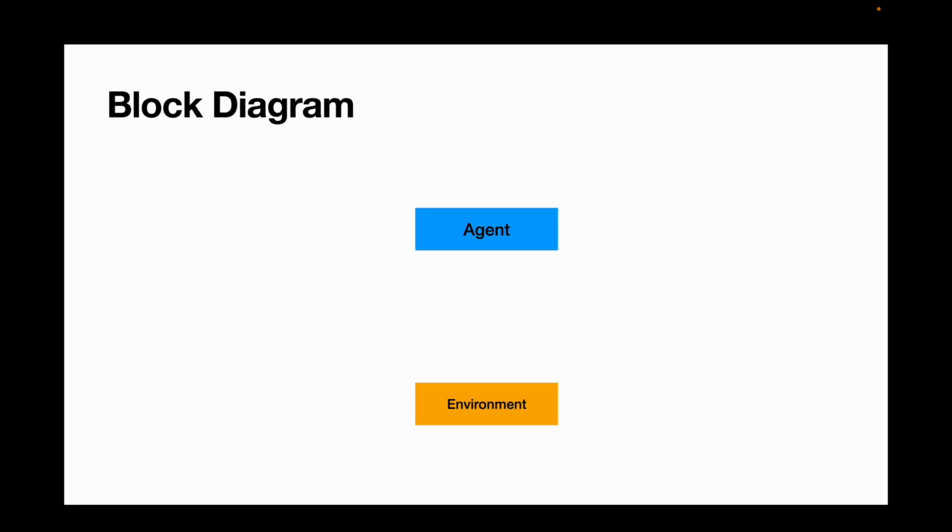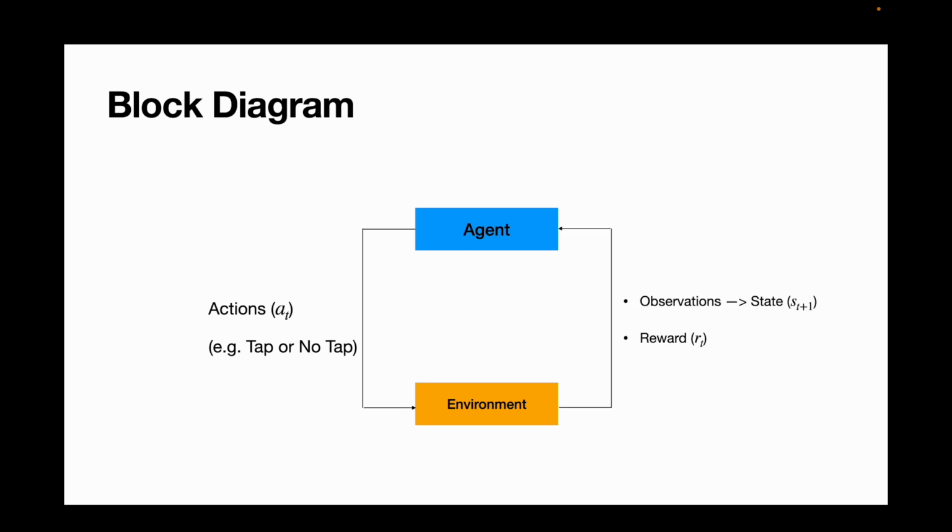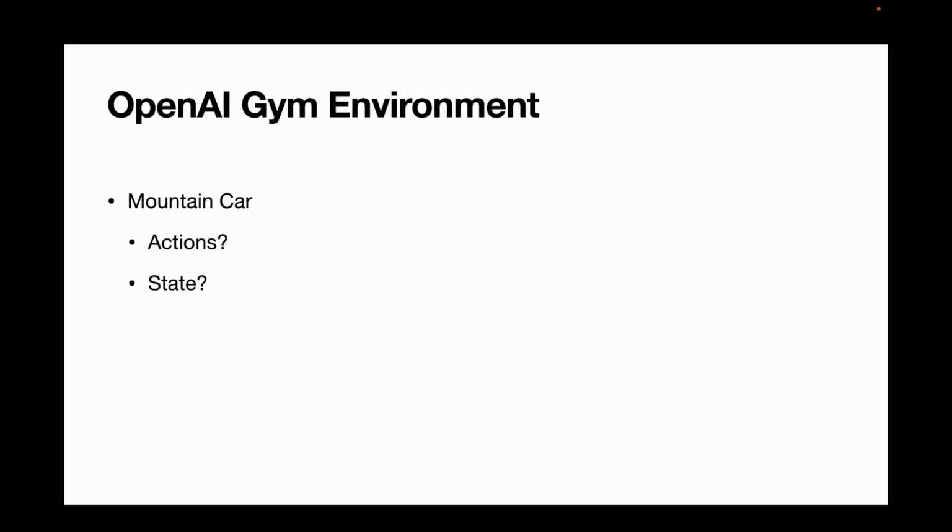We then looked at this main block diagram in reinforcement learning, where the agent performs an action at time t, called a of t. The environment gives you some set of observations which you can then process to get the state, which is state at time t plus 1. You also get a reward, which the environment tells you whether the action was good or bad, and then you are in this loop.